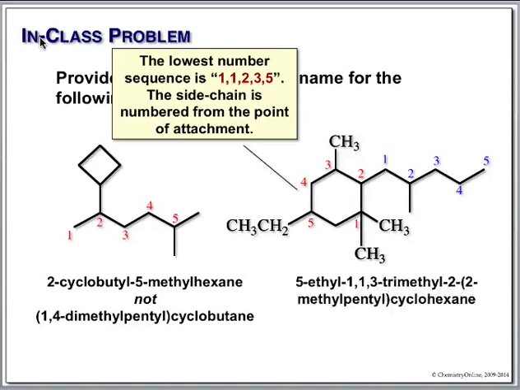We're at 5-methyl, 1,1,3-trimethyl, and in carbon 2, we have a 2-methylpentyl. The branched side chain shows up in parentheses, no space, no dash, 2-methylpentyl cyclohexane. Yeah? So when you're coming around the ring, why did you go up? Well, if we had gone down, we would have 1, 1, 3 as our sequence. If we go up, we would have 1, 1, 2. Lowest number at the first point of difference.